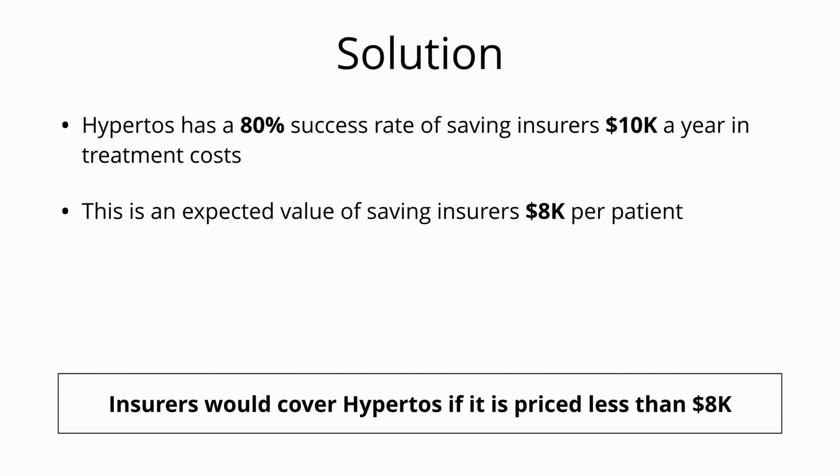Remember that hypertose has an 80% success rate of saving insurers $10,000 per year per patient in treatment costs. Therefore, the expected value of savings that hypertose provides insurers is $8,000 per year per patient. As long as we price hypertose less than $8,000 per year, insurers would want to cover hypertose since it would still be saving them money.